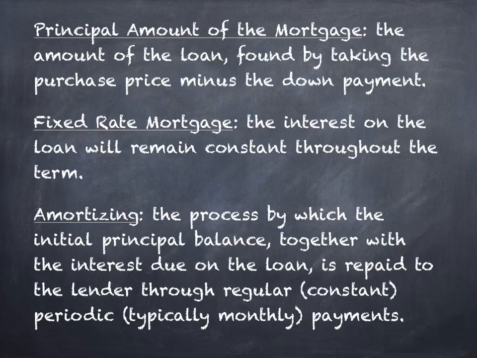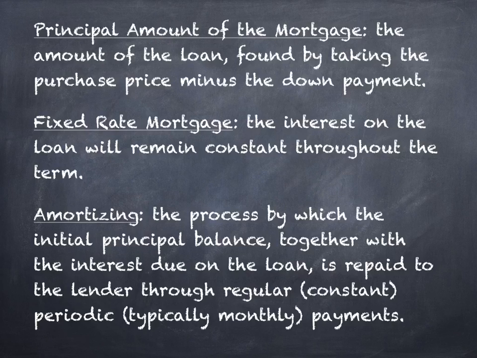A fixed rate mortgage is a mortgage, a loan on a house, where the rate stays fixed. So it doesn't change at any point during the loan. It is a constant rate. It will always be 4% or whatever unless you go through and restructure your loan.